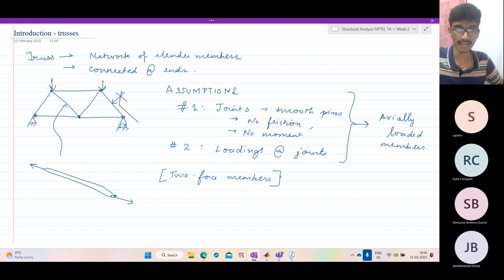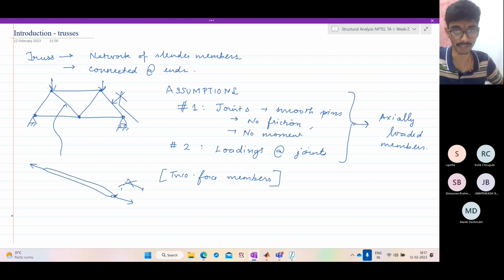Since static equilibrium requires that the sum of all moments should be zero, these forces have to be collinear. They cannot be at a distance. This is not allowed, because in this case you'll get a non-zero moment and it will not be in equilibrium. So they will behave as two force members.